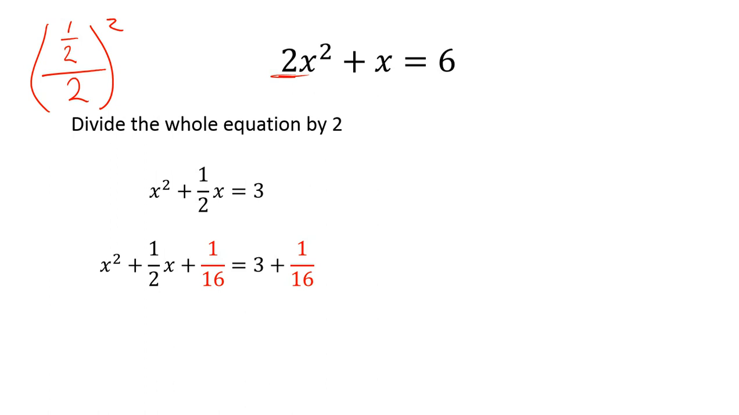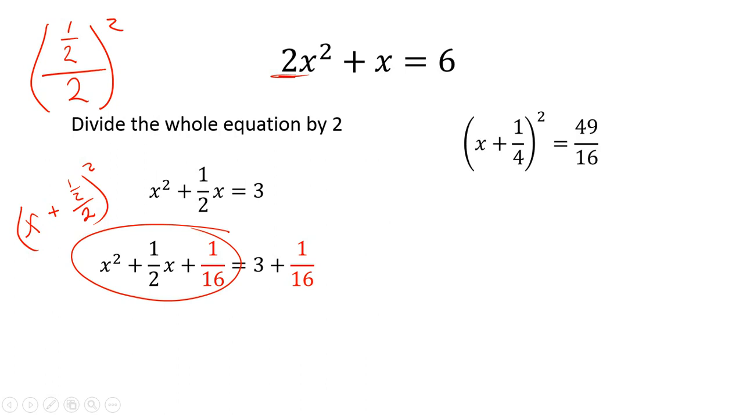And now this turns into x plus 1/2 all over 2, which is 1/4, and then we square that whole thing. So we have x plus 1/4 squared is equal to 49 over 16. What I did was I just converted this into an improper fraction, which I recommend doing because it's going to be easier if you have to do the square root of 49 over 16 than 3 and 1/16.